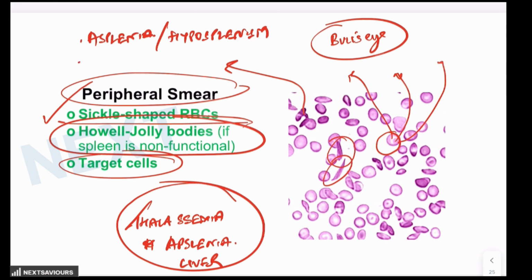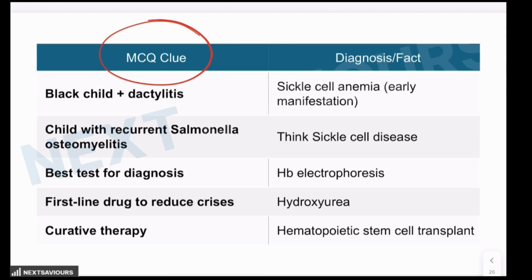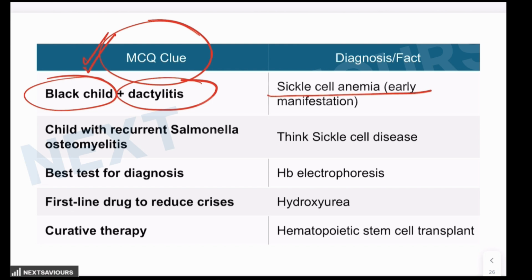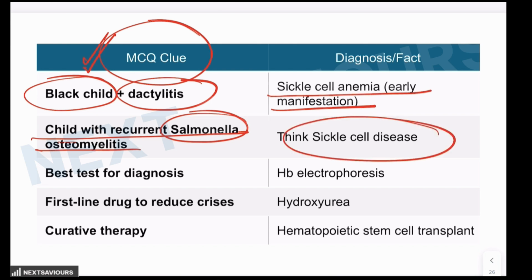Apart from this, in functional splenic atrophy, like in sickle cell disease, and in severe hemolytic anemia or megaloblastic anemia, these Howell-Jolly bodies are seen. Finally, in the table, you are also provided in the explanation the MCQ clues. Like if there is a colored child along with dactylitis, then think of sickle cell anemia as an early manifestation. Now, a child with recurrent salmonella osteomyelitis, this has been asked multiple times. Then again, think of sickle cell disease.